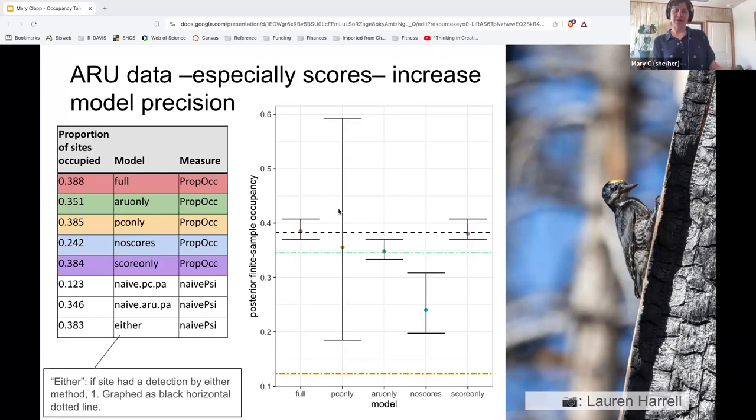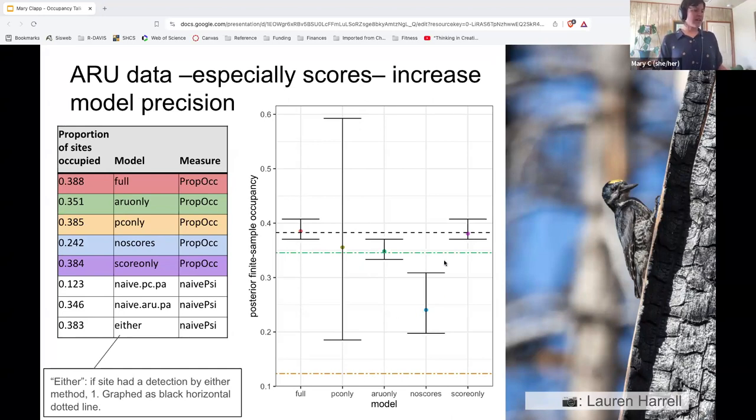So this parameter that we are showing here is the finite sample occupancy, which is basically the predicted proportion of sites occupied by that bird. And this, sort of unsurprisingly, is our point count only result. And including the ARU data of any kind shrinks those error bars. It gives us way more precise estimates of occupancy.